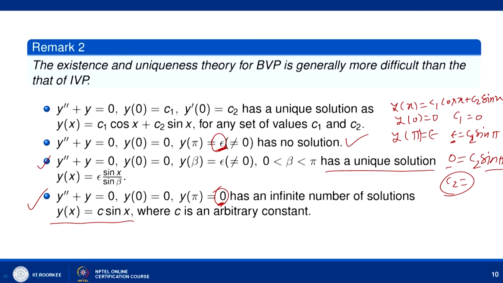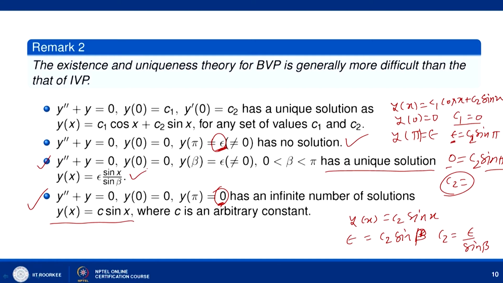So you can say that y(0) equal to 0 means C1 equal to 0. So now we have y(x) equal to C2 sin x, and y(beta) is equal to epsilon, as given. So epsilon is equal to C2 sin beta. So C2 is epsilon upon sin beta. So the solution is given as y(x) equal to epsilon sin x upon sin beta, and this is a unique solution.